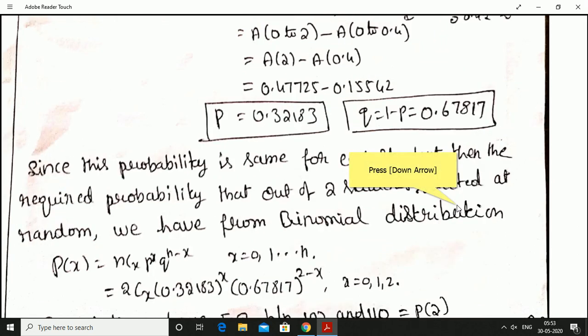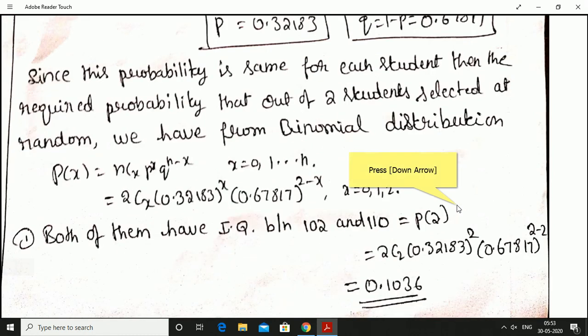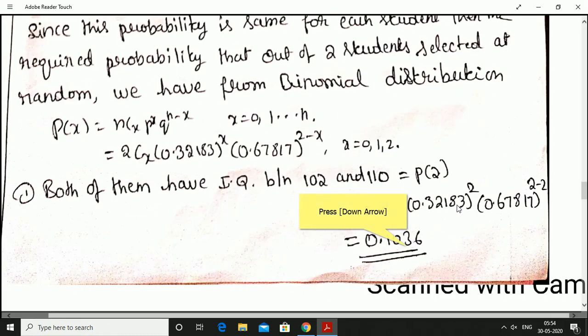Since this probability is the same for each student, first we require the p value with the help of the normal distribution. Now, since out of two students selected at random, the required probability comes from the binomial distribution. Now we need to use the binomial distribution. Already we discussed the binomial distribution.